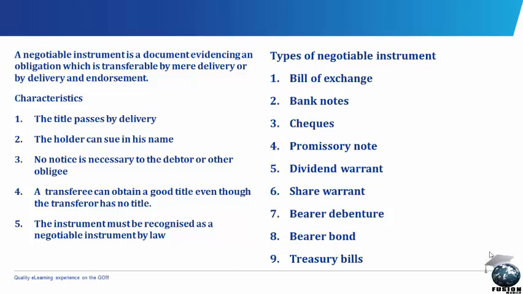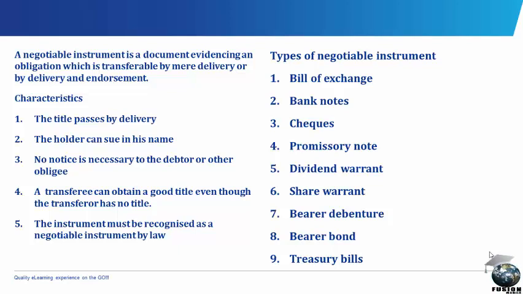The Bill of Exchange Act defines a bill of exchange to be an unconditional order in writing, addressed by one person to another, signed by the person giving it, requiring the person to whom it is addressed to pay on demand or at a fixed or determinable future time a certain sum of money to or to the order of a specified person or bearer.